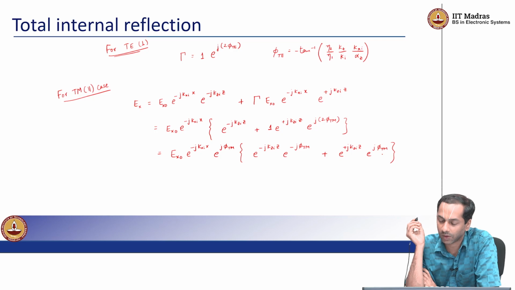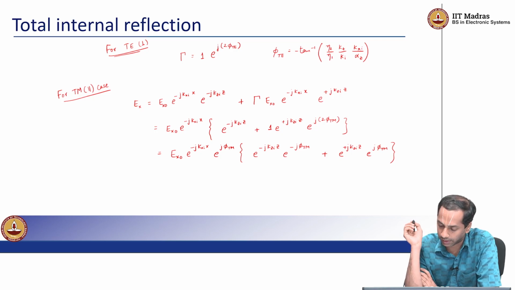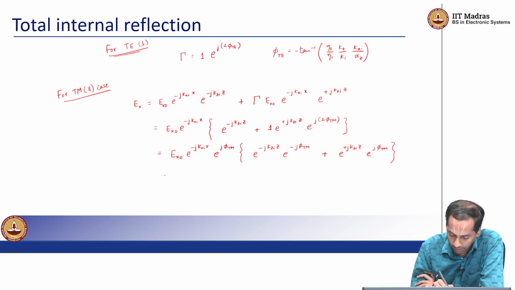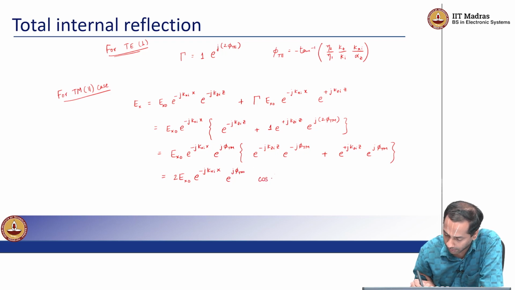Okay, so we are getting it of the form e to the plus something and plus e to the minus something. So we get a cosine relation, right? So using the Euler formula, we can say that this is 2 Ex naught e to the minus j kxi x e to the j phi tm cosine of kzi z plus phi tm.